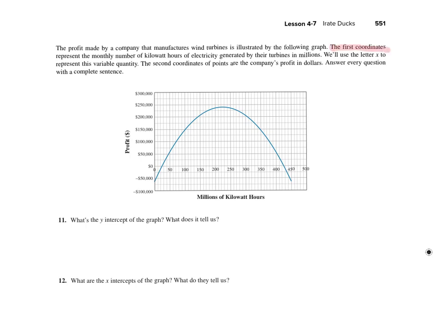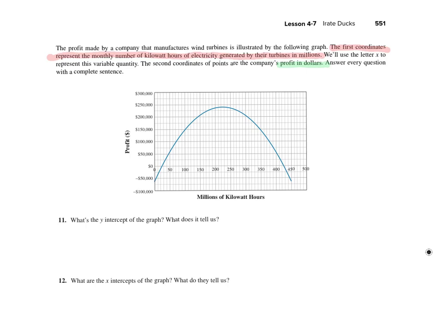The first coordinates represent the monthly number of kilowatt hours of electricity generated by their turbines in millions. That in millions is important. The second coordinate represents the points, the company's profit in dollars. So we need to use all that information to answer the questions.